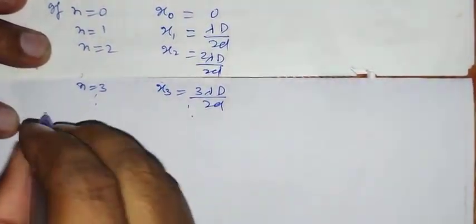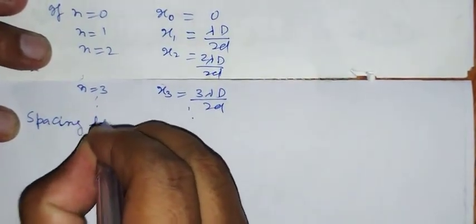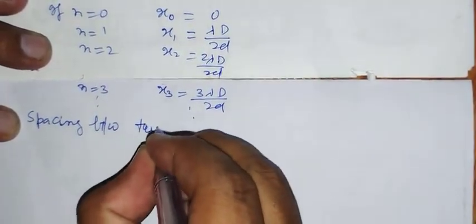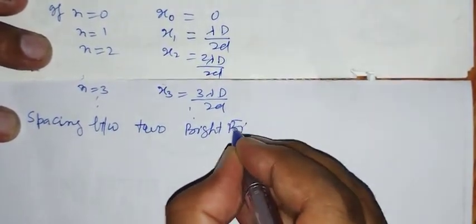Now we are going to see spacing between two bright fringes.